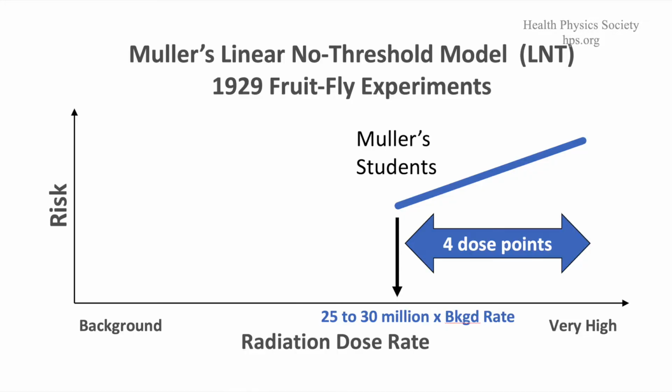What happens in this particular case is that the 2 student papers both showed a linear dose response. This got Muller very excited. That was around 1929 or so. They published their papers. They were dissertations.